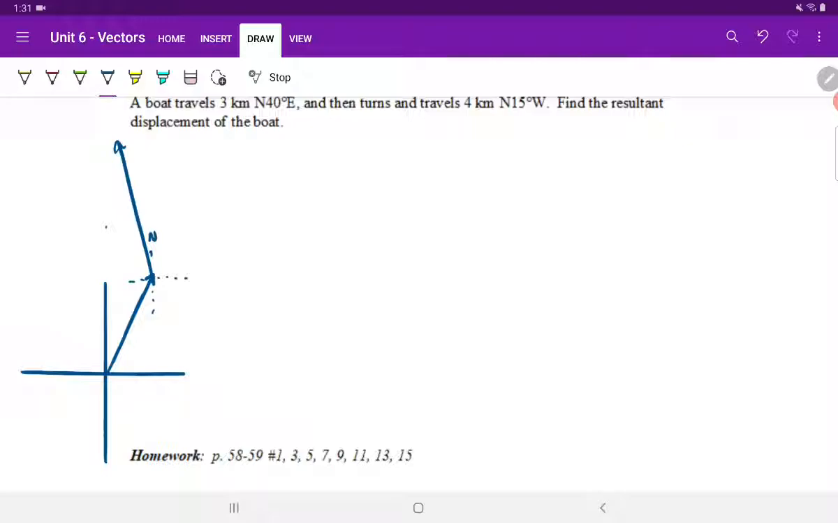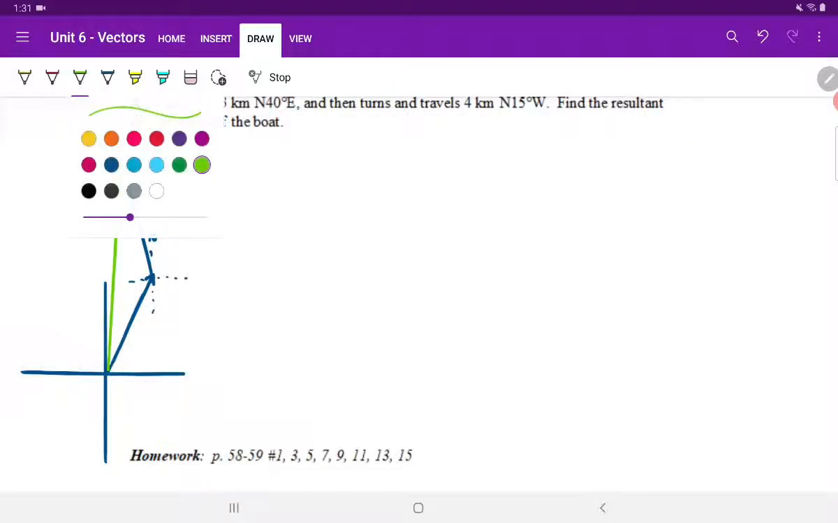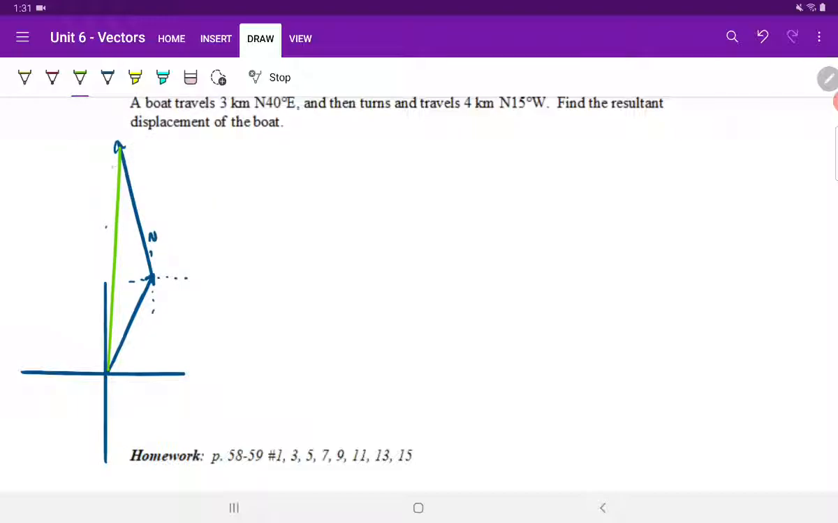Our resultant is going to go from our starting point. It's in a different color there, and actually that kind of stands out better. I kind of like that, even though it accidentally changed colors. There it is. There's our resultant. Let's call this U. Let's call this V. So we need to find the resultant displacement, which means displacement is a vector, so we need magnitude and direction.